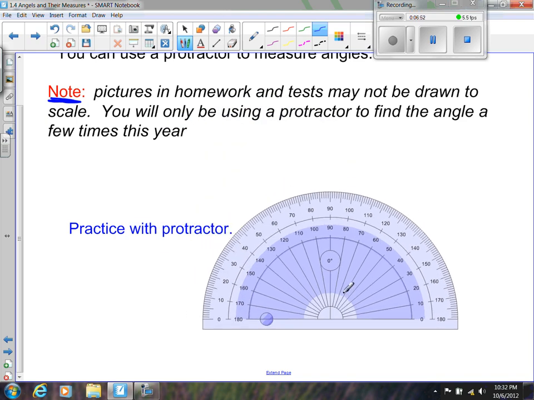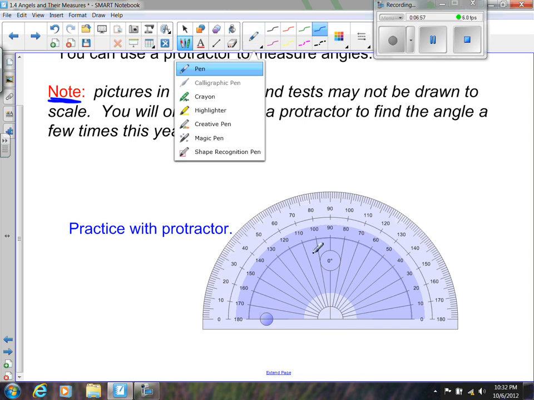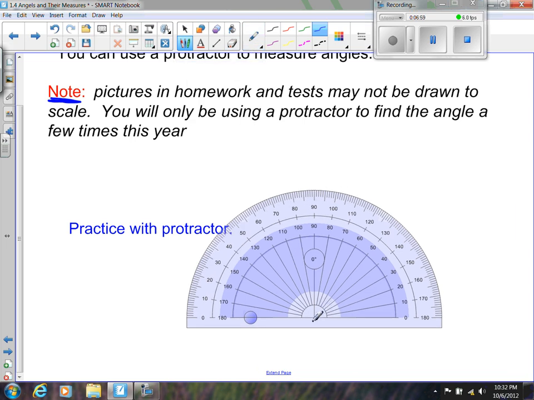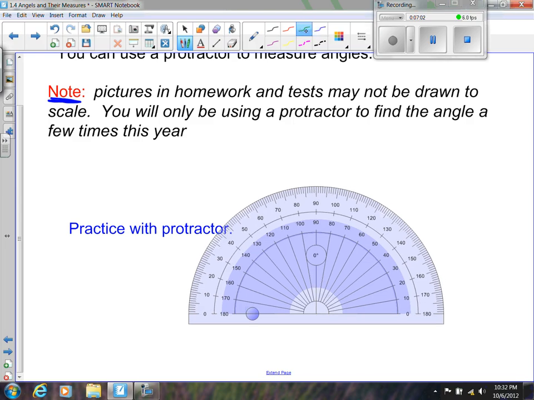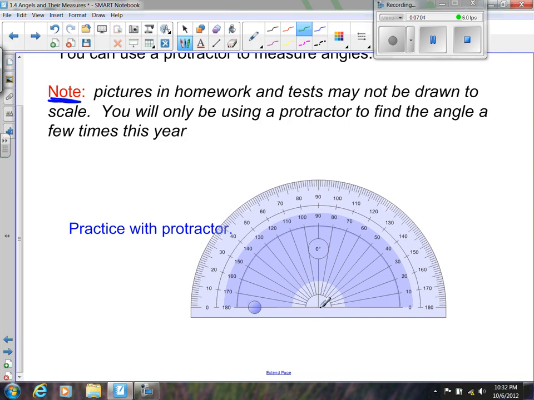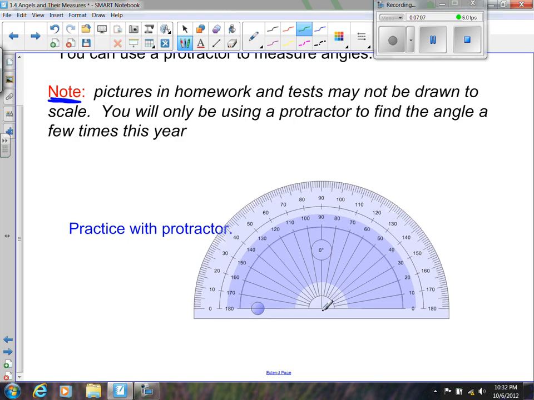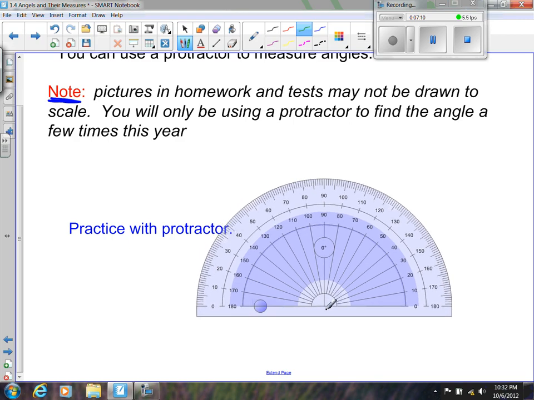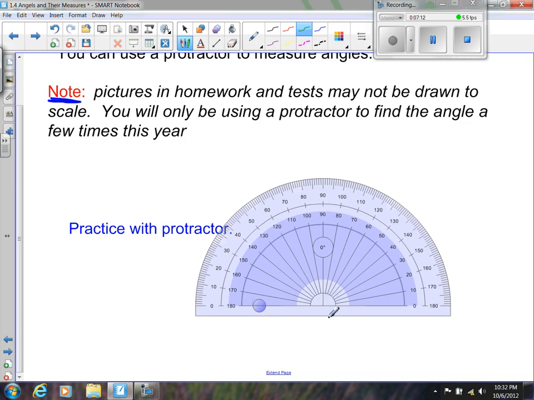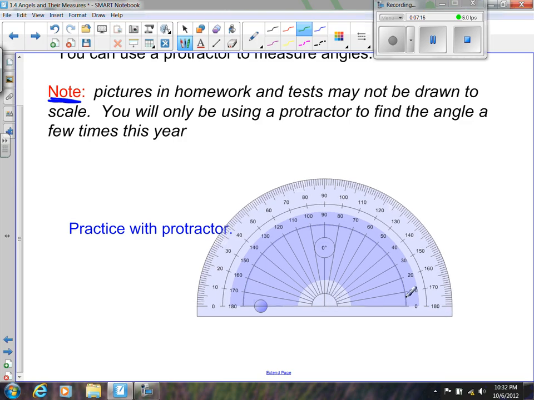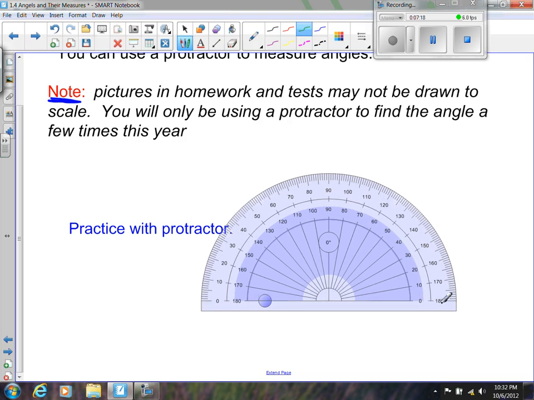If I'm trying to find the measure of an angle, this part right here is kind of my bullseye. I can't even write on it, but this is kind of like the crosshairs of a gun. I want to find the vertex with this angle right there, and then I have to pay attention to these numbers on the side, 0, 10, 20, 30. That's the way I'm counting. That's how the angle's opening up. I don't want to start looking at 180, 170. That means it's getting smaller.